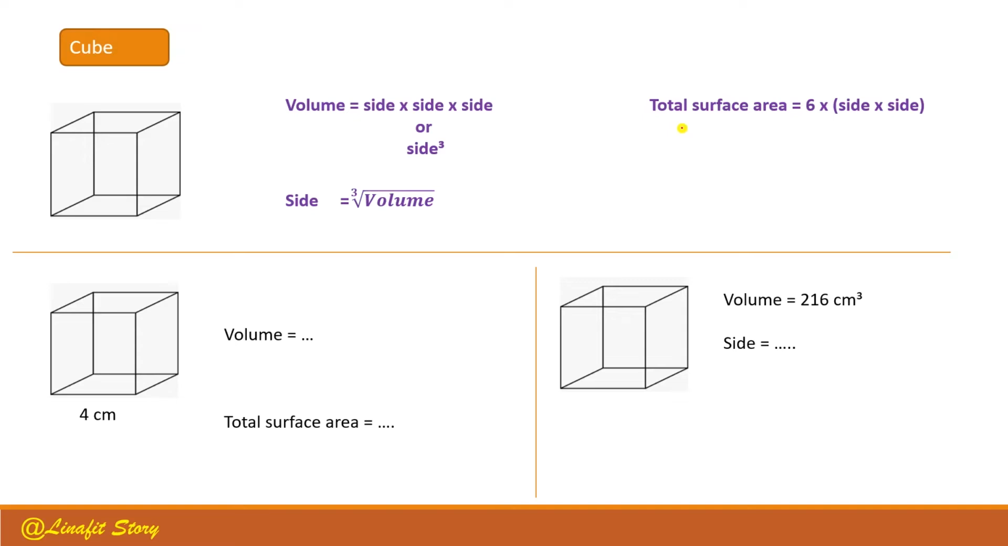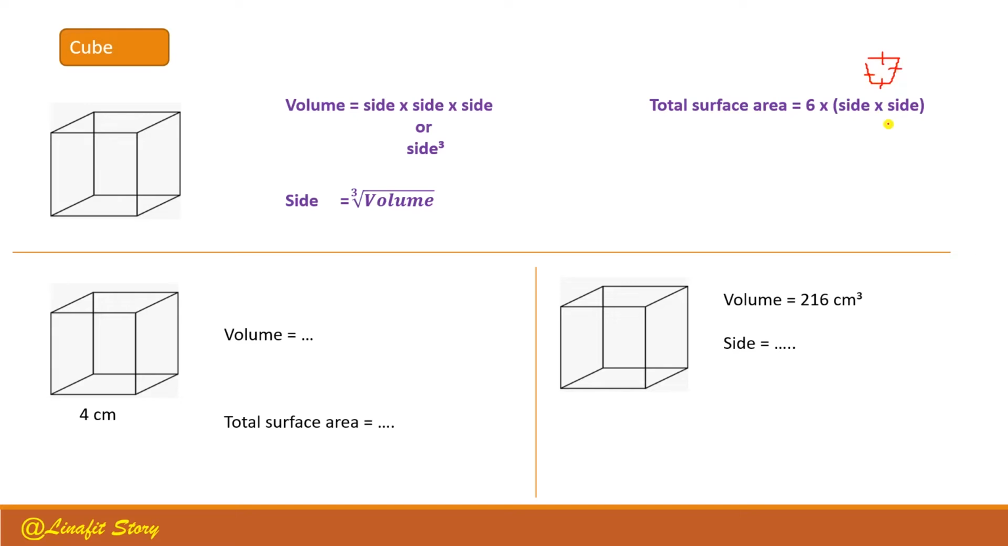How about the total surface area? Total surface area is a measure of the total area occupied by the surface of the object, which is equal to the area of all faces of the net. Since a cube has 6 equal sides, the total surface area of a cube is 6 times the area of a square. To get the area of a square is side times side, so 6 times side times side.